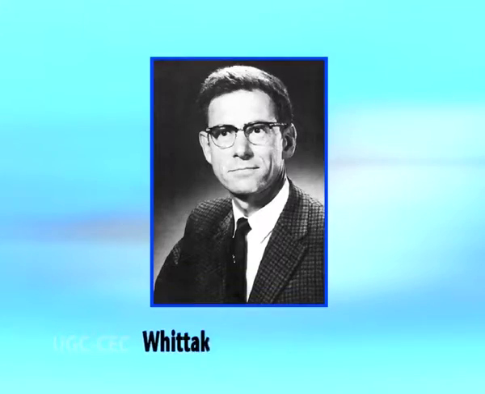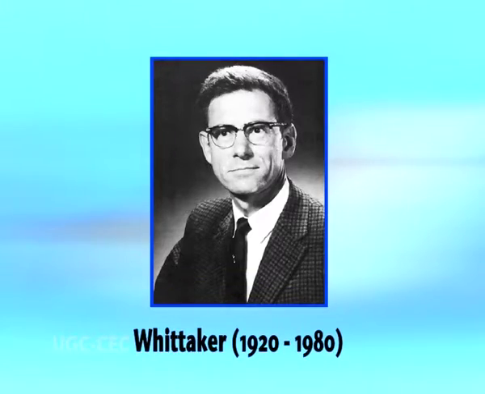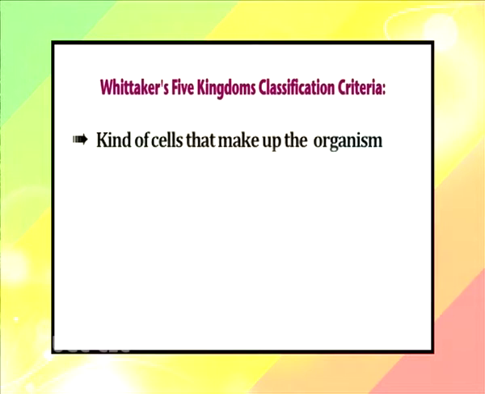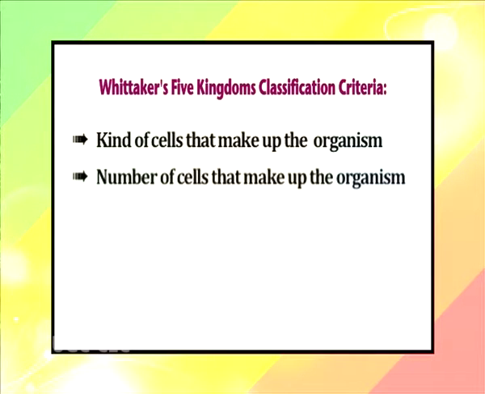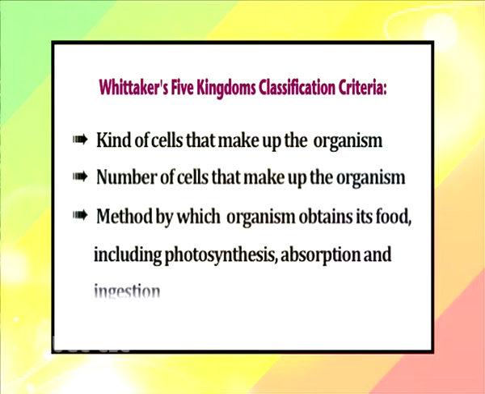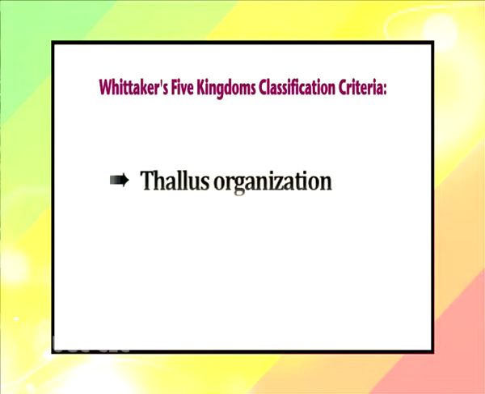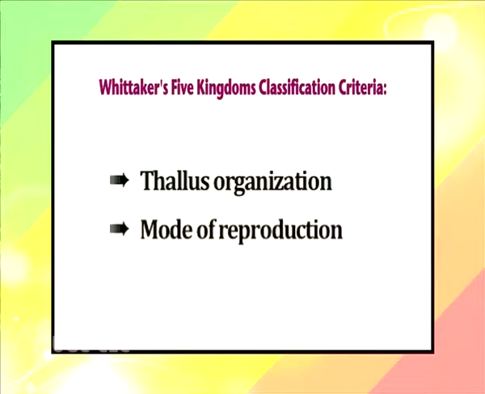The 5-kingdom classification system was proposed by Whittaker in 1969. In this arrangement, the separation into 5 kingdoms is based on the following criteria: the kind of cells that make up the organism, the number of cells that make up the organism, the method by which the organism obtains its food, including photosynthesis, absorption and ingestion, thallus organization, and lastly the mode of reproduction.